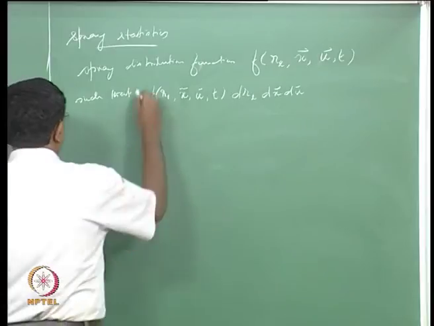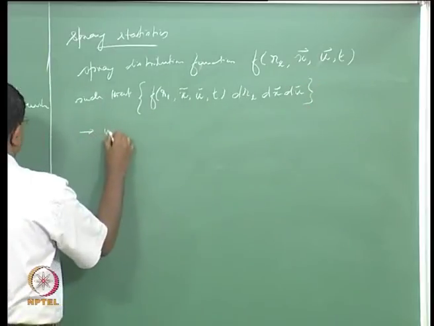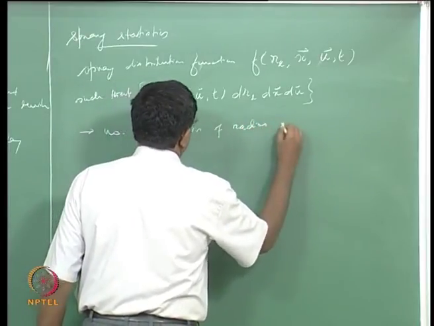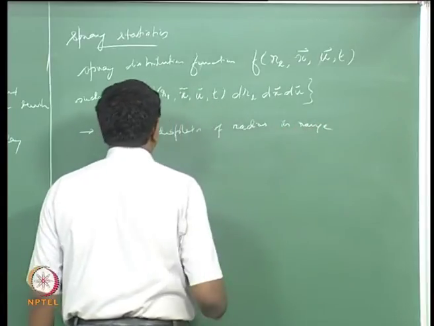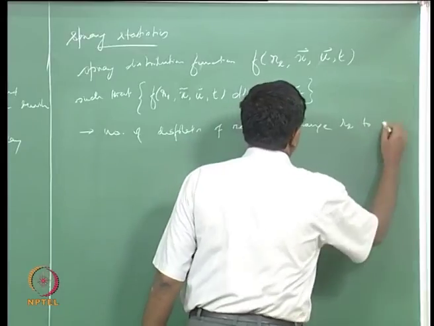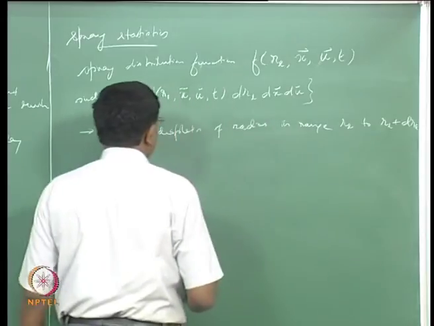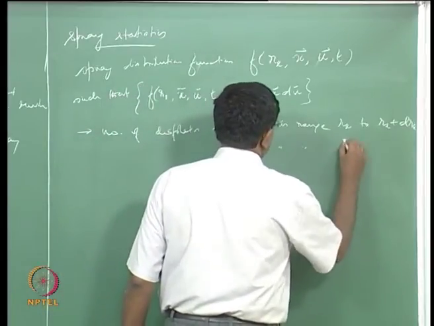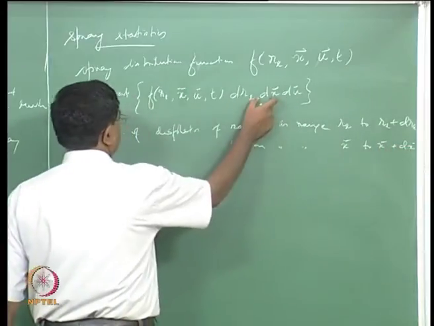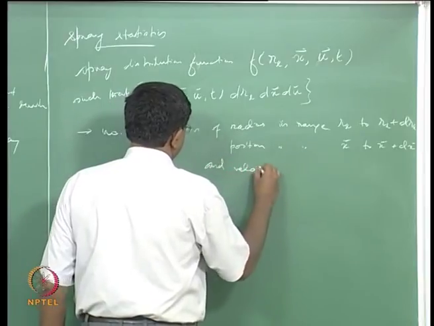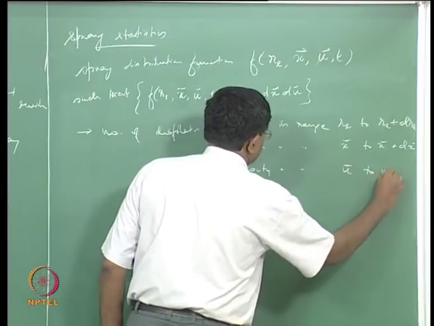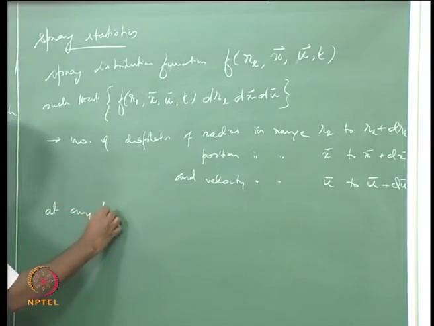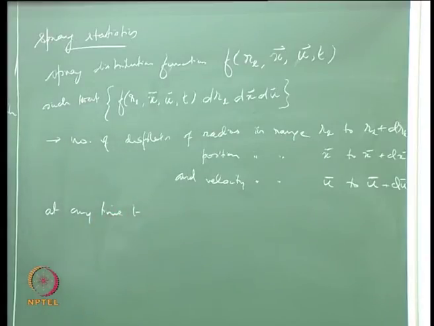So this quantity now indicates the number of droplets of radius in the range r_L to r_L plus dr_L, position in the range x to x plus dx, that is within this bin, and velocity in the range u to u plus du, at any time t. It is time dependent, so we have to now let this fluctuate in time.